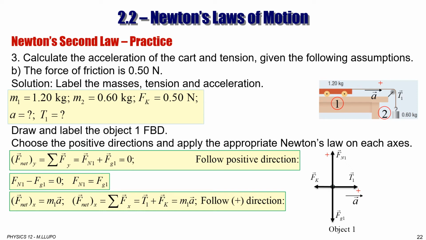With the x-axis, there's an acceleration. So apply second Newton law, F net x is equal to m1a. F net is equal to the sum of all forces. In this case, we have two forces. Positive is T1 and negative is Fk. So T1 minus Fk is equal to m1a, and that will be equation number 1.